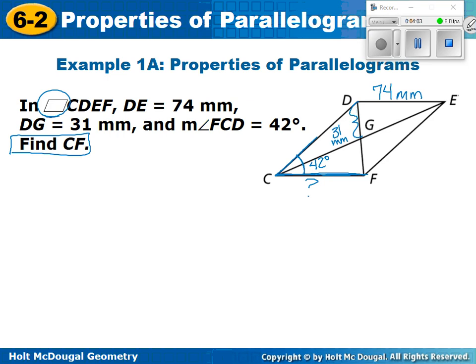So the first question is, what is CF? What would CF have to be? 74 millimeters. Which property are we using to determine that? Opposite sides are congruent. So you're just looking at what property you can use here and then applying it to your picture. Opposite sides have to be equal, so CF is 74 millimeters. Remember, you do not put a line segment above it when you're using the equal sign. They should be pretty easy like that. You're just applying those properties.